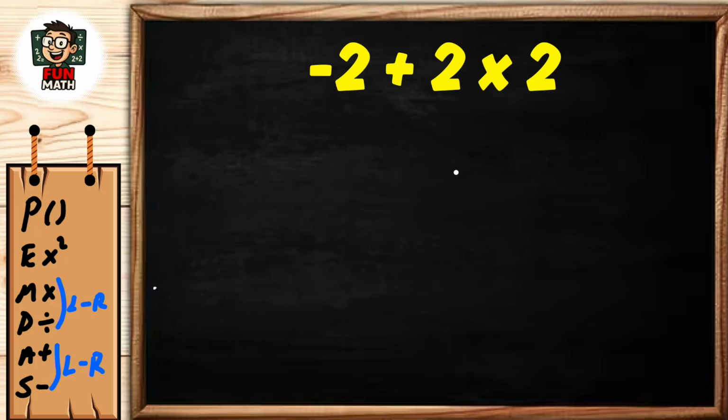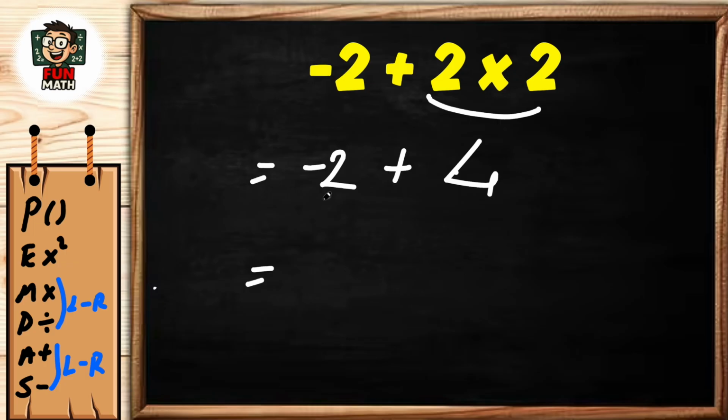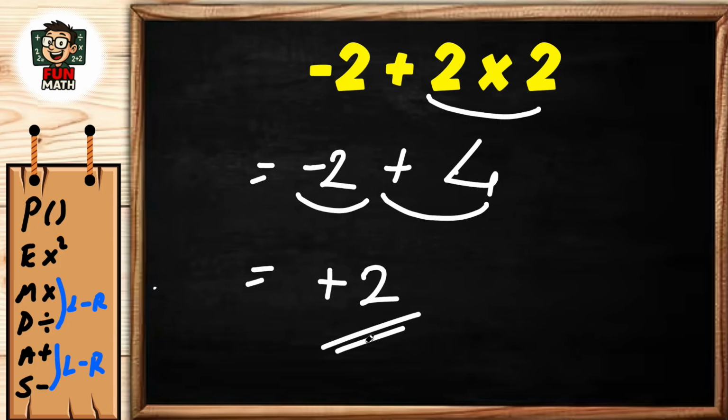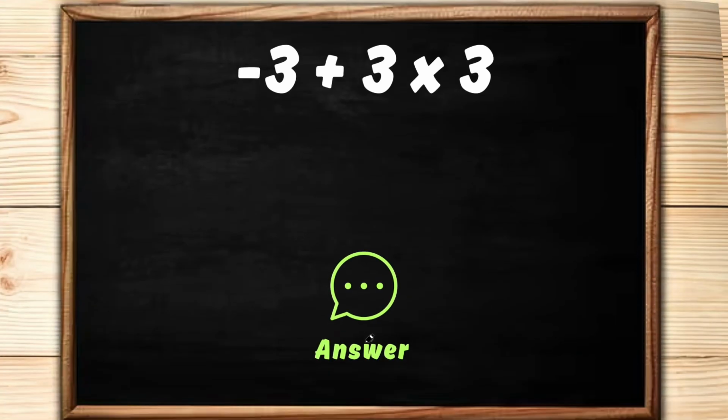Here's addition and multiplication. First, we do multiplication. 2 times 2 equals 4. Then we do addition, -2 plus 4. Here, +4 swallows the -2. The answer is +4. Congratulations if you found the answer this way.